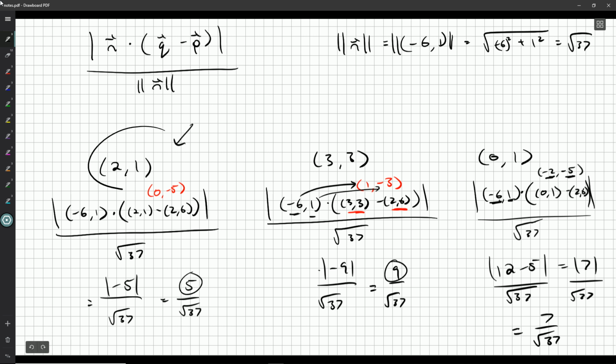So the closest point is (2, 1), and it is a distance of 5 over root 37 away from the given line.